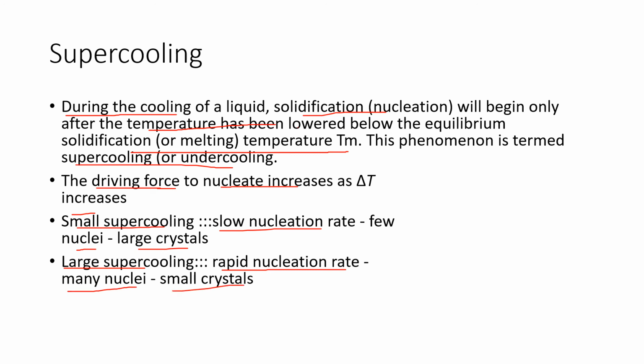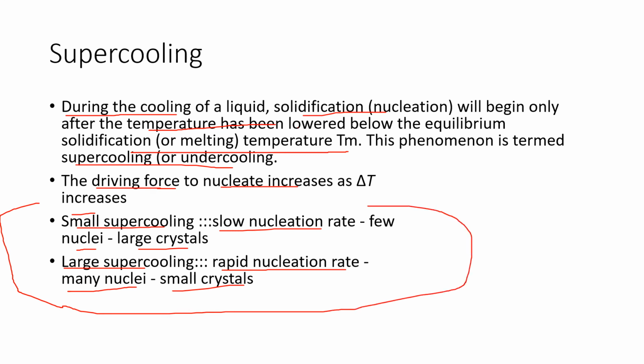We can differentiate between small and large supercooling. For small supercooling, few nuclei are formed and the nucleation rate is slow. While for large supercooling, the nucleation rate is rapid and many nuclei are formed, but the crystals are small. For small supercooling, the crystal formation is large. This is the main difference between small supercooling and large supercooling.